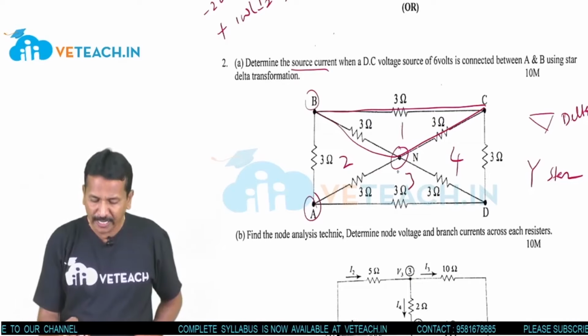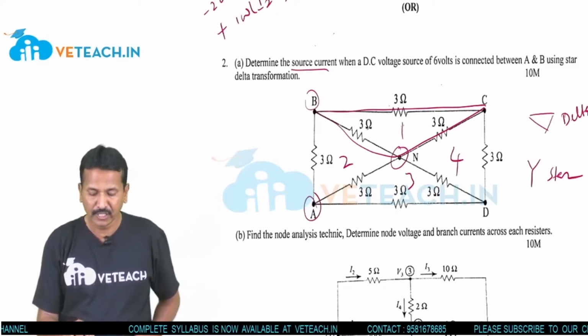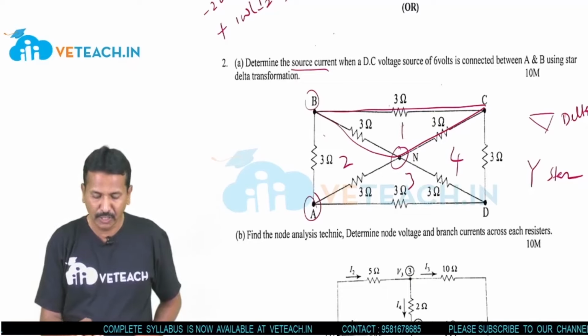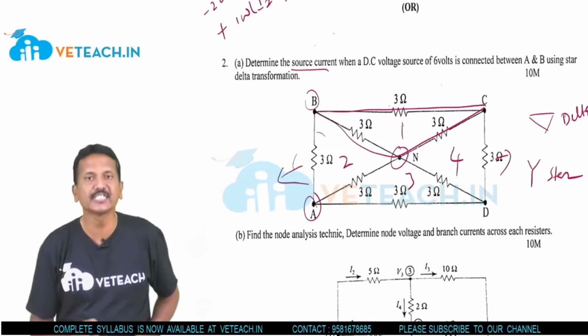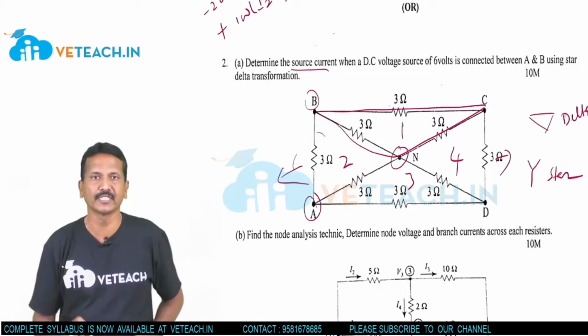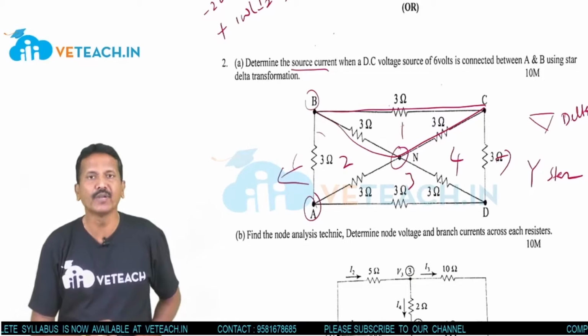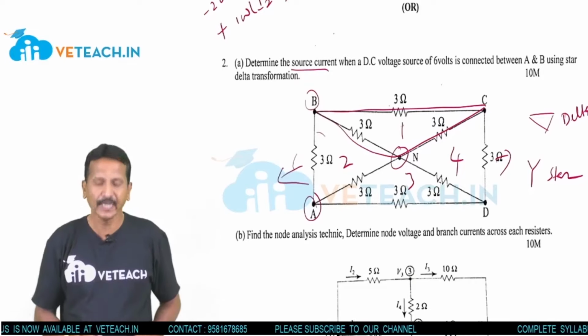Just take only these two delta values, this one, this one, and keep this one, right? Delta values are converted into a star. Some problems are there, some formulas are there. Substitute those formulas and convert this delta to a star, right?